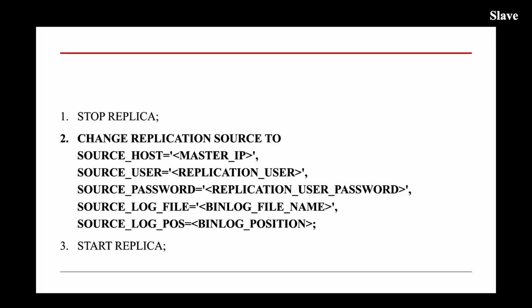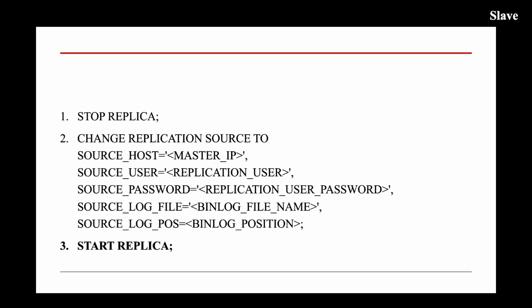Once you've replaced all these values, the master IP, replication user, password, log file, and log position, go ahead and run this entire change replication source to command on the slave server. This will configure the slave to connect to the master and start reading its binary logs. And finally, the last command we need to run on the slave is start replica. This command actually starts the replication process. So once everything is configured, just run this command, and your slave will immediately begin connecting to the master and syncing data.